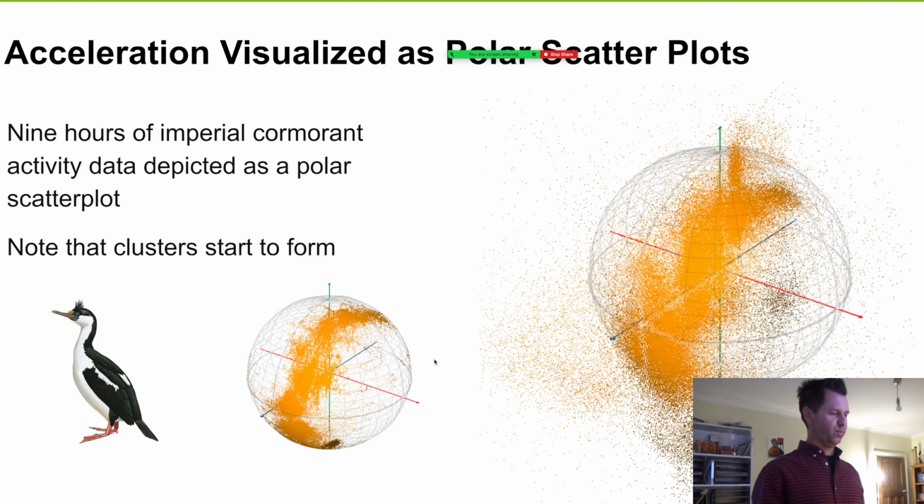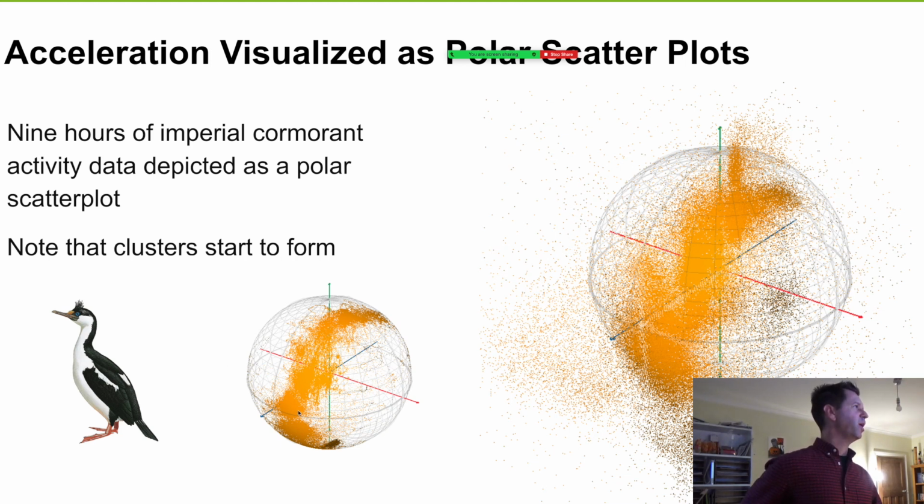So once we reframe that acceleration vector back to the polar coordinate system, which corresponds to something in nature, right? Because we live in a 3D polar coordinate system, we can visualize it in different ways. So this is showing the acceleration visualized as a polar scatter plot. Right, the acceleration vector is, in this case, normalized, and that means every data sample is scaled so it fits on the surface of this sphere, and every data sample is plotted on the sphere in the 3D polar coordinate system. This particular example is 9 hours of imperial cormorant data, and the activity is depicted as a polar scatter plot. So every data sample is plotted as a point on this sphere.